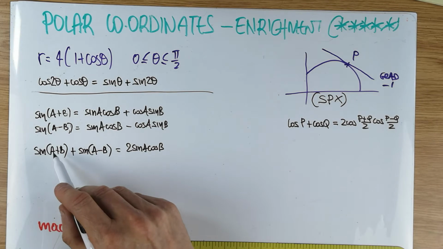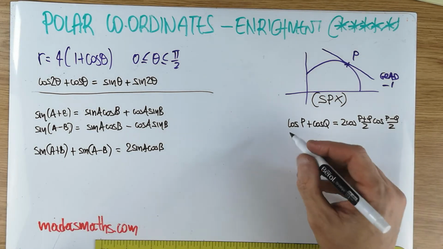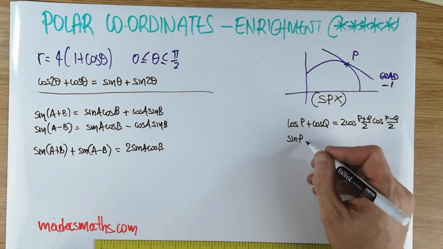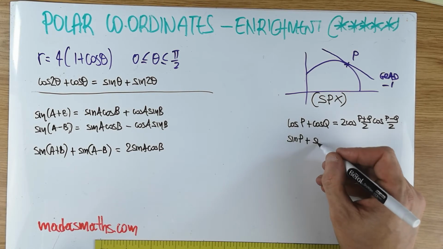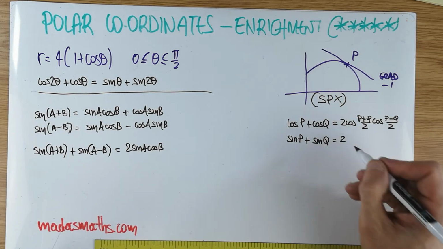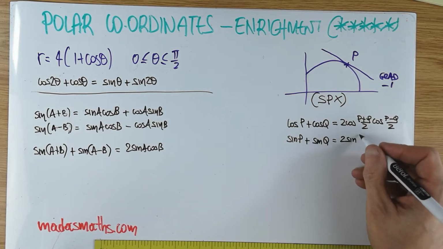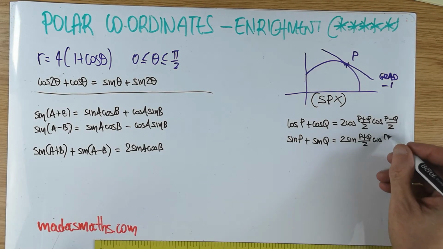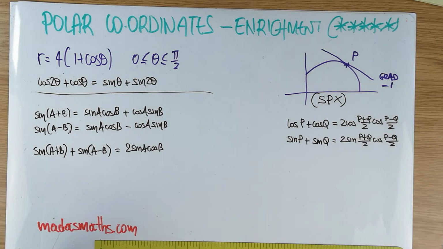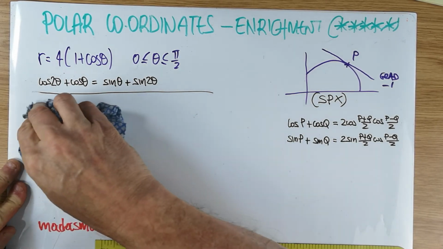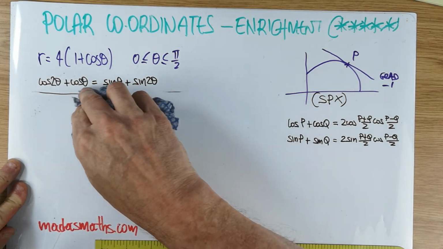And again, I'm going to put P, Q, and it's exactly the same transformation equations. So the sine of P plus the sine of Q is equal to 2 lots of the sine of (P plus Q) over 2 times cos of (P minus Q) over 2. So I derived my identities. And as I said, it wasn't that long. It's actually faster. It's just I'm getting lazy in my old age and I don't want to write stuff down.